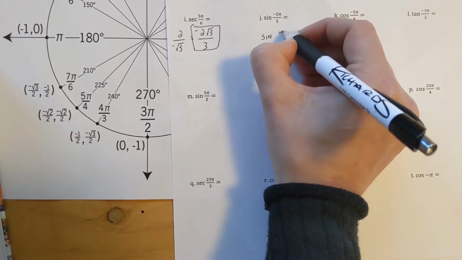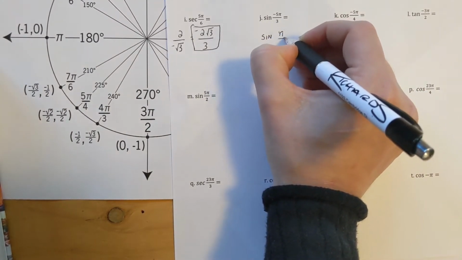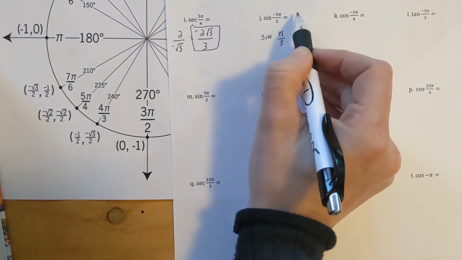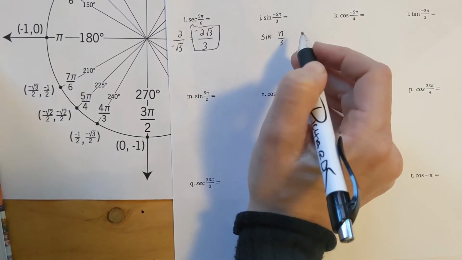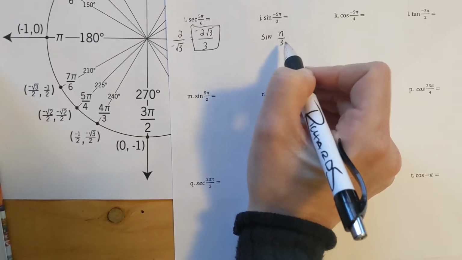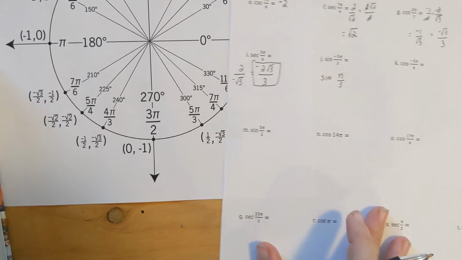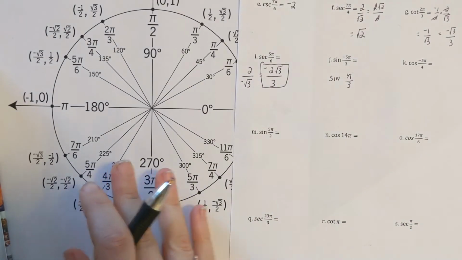So you end up with just pi over 3. Again, that's the same as adding 6 pi over 3 because that reduces to 2. So then you end up with just pi over 3. And pi over 3, yippee, is on my unit circle.